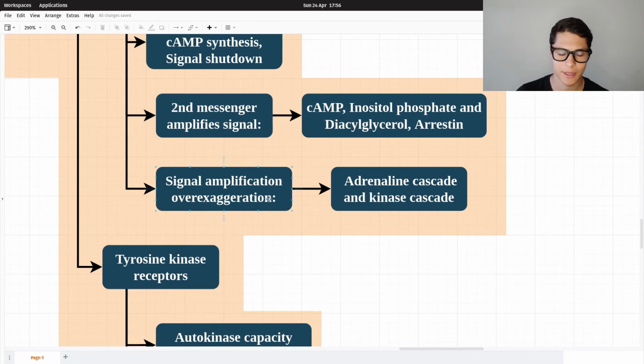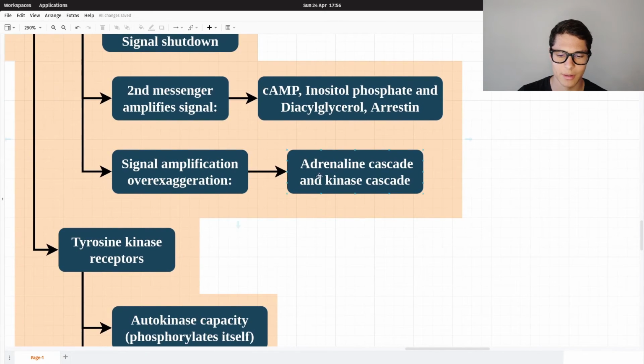Signal amplification over-exaggeration: when there is too much second messenger that amplifies the signal too much, we reach an adrenaline cascade, for example, or epinephrine cascade, and kinase cascade. Those cascades are simply an over-exaggeration of a normal signal. They can lead to many things, we will see them later.